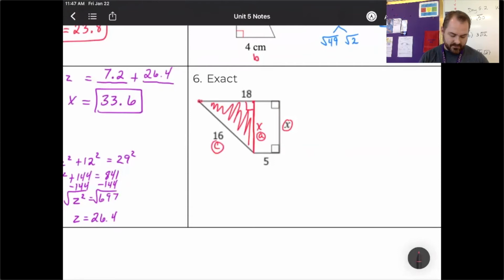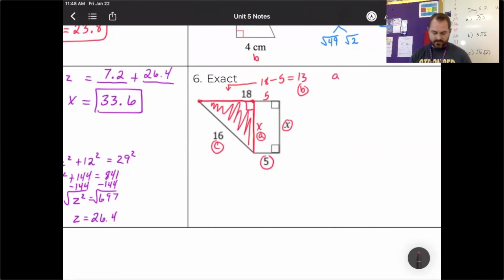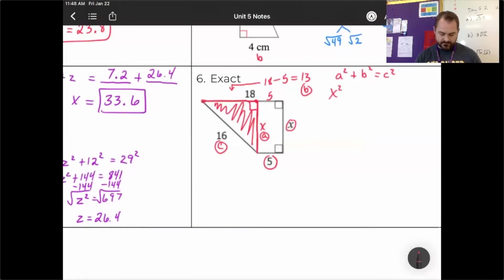I need to be careful with this other leg. This other leg is not 18. This other leg is 18 minus this length 5, because again, opposite sides of that rectangle are congruent. So 18 minus 5 is 13. So B is 13. So when I do A squared plus B squared equals C squared, A I'm going to call X, B I'm going to call 13, and C I'm going to call 16.